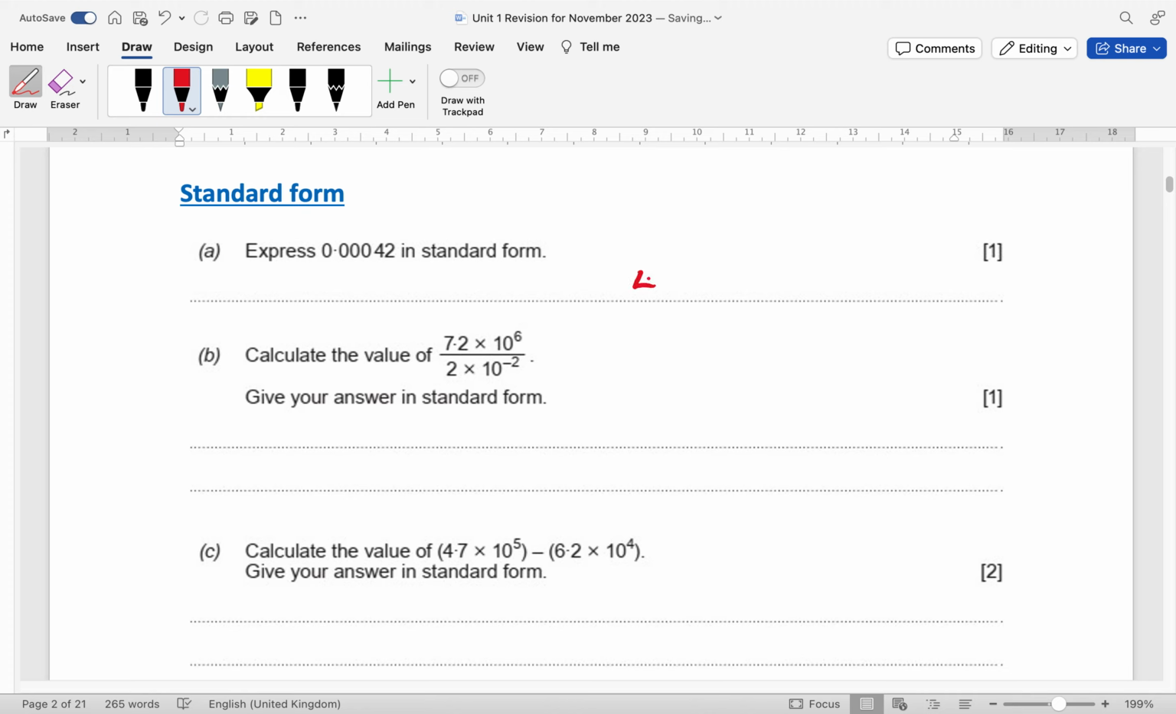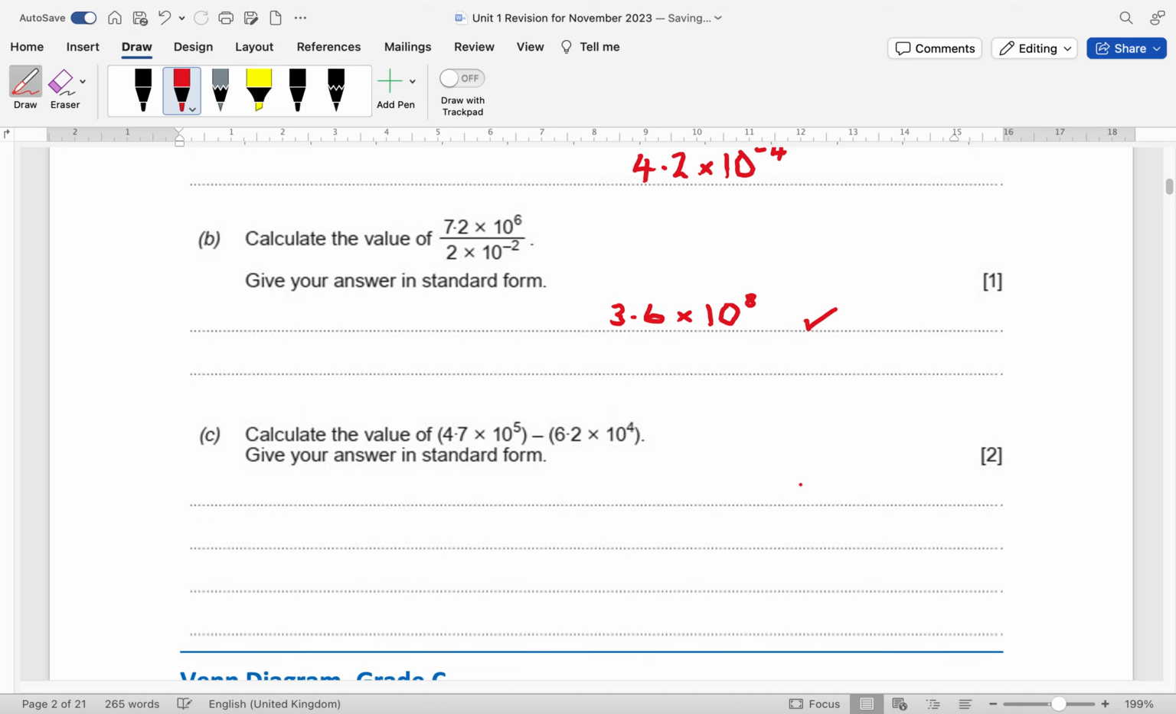Standard form, nothing to say here, but I'll give you the answer. It's a small number, so I'm going to be jumping the decimal point 1, 2, 3, 4 places down the number, so that's minus 4 there. Divide and multiply, division and multiplication, standard form sums, we do in standard form. Half of 7.2 is 3.6 times 10, and if we're dividing, we take away the little numbers. 6 take away minus 2. Well, if I'm taking away a minus, I'm adding it, so that's 8, and that's in standard form, so we're finished, which is why it's only a 1 marker.